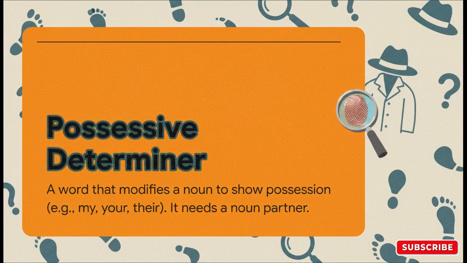And here's the other character in our little drama, the possessive determiner. These are words like my, your, or their. Now, unlike their pronoun cousins, these guys are a little needy. They can't be by themselves. They always need a noun partner to describe. It's always my book, your car, their house, their package deal.